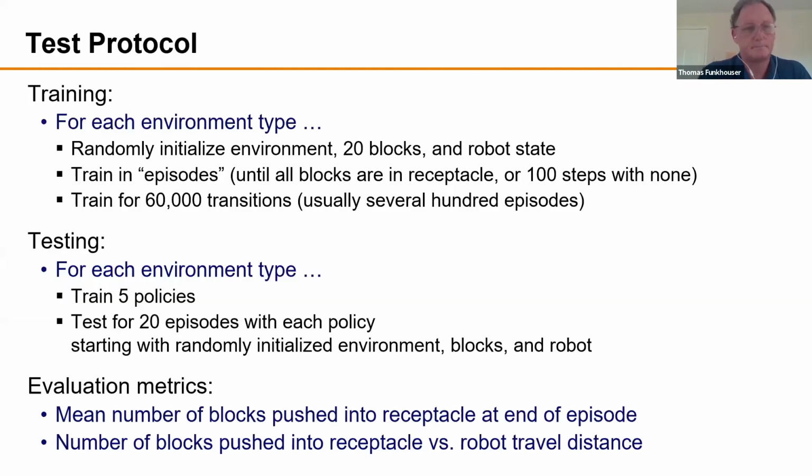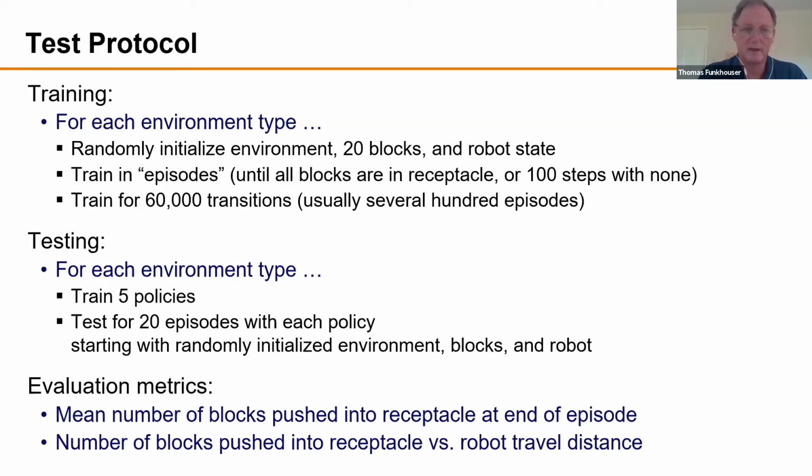Okay. And then the way that we test this is that for each environment type, we train for 6,000 transitions, which is usually several hundred episodes, where each episode is a random initialization of the environment. So it's not always the same environment. It's the same type of environment, but the obstacles might be in different places. The wall that goes through the middle might be of different size or position. The blocks are in different positions. The robot starts in different places, and so on and so forth.